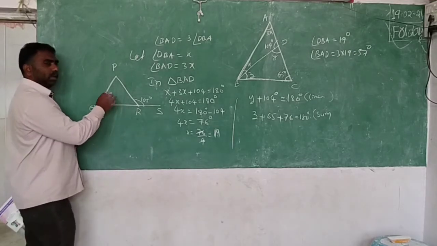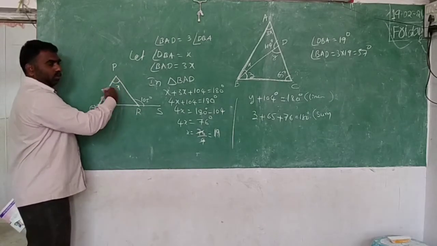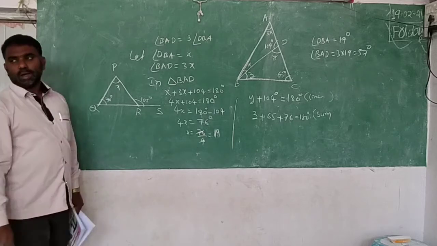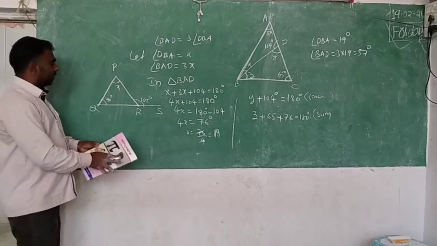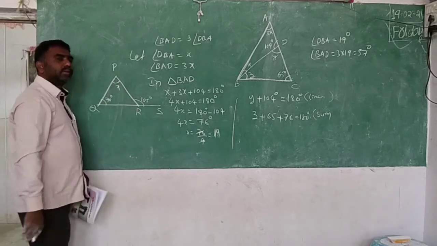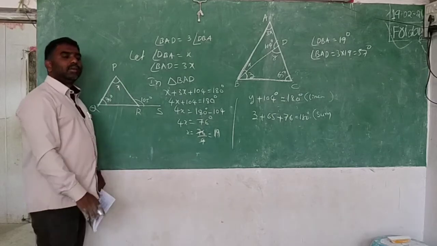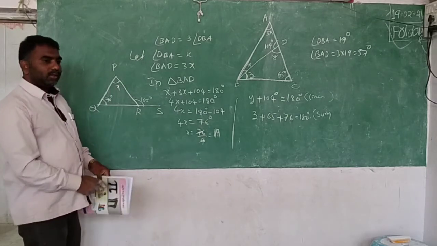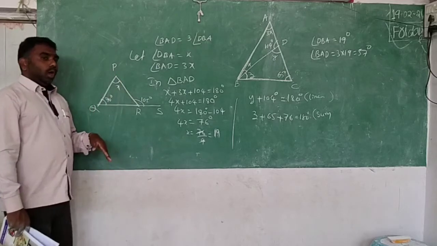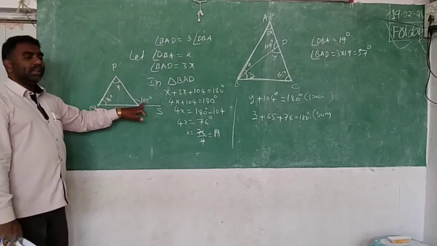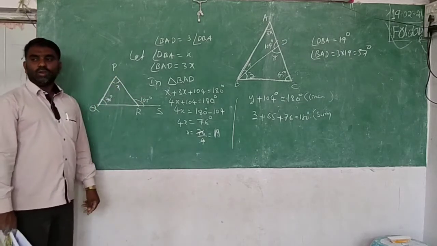We can find P. With 70, you can find this, no? X plus 70 is equal to 105, by the exterior angle property. After finding that, he is asking about angle PRS: is this greater than this or not? Yes, this is always greater. By adding this, we are getting this, no? By adding both of these, you are getting this. Yes. What is the meaning? It is bigger only, no?